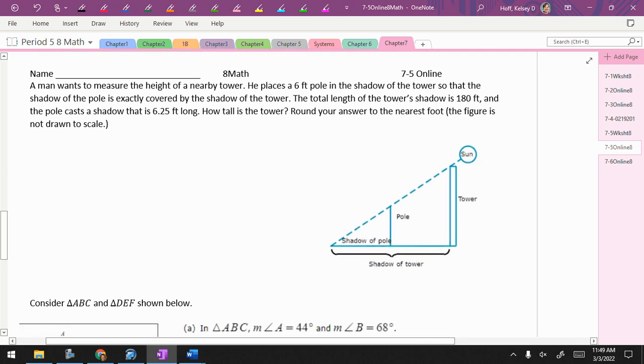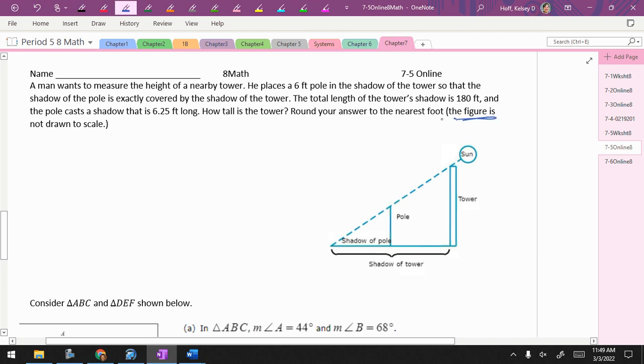A man wants to measure the height of a nearby tower. He places a 6-foot pole in the shadow of the tower so that the shadow of the pole is exactly covered by the shadow of the tower. The total length of the tower's shadow is 180 feet, and the pole casts a shadow that's 6.25 feet long. How tall is the tower? Round your answer to the nearest foot. The figure is not drawn to scale.